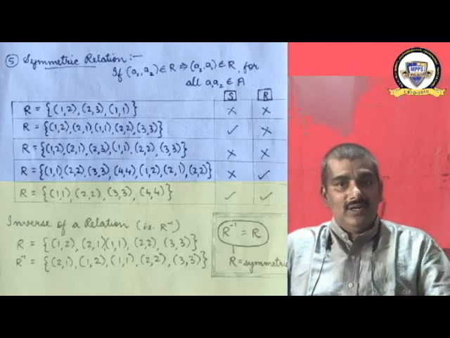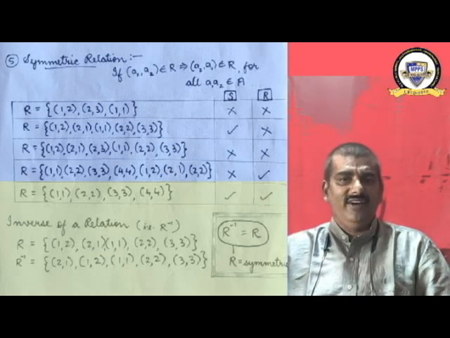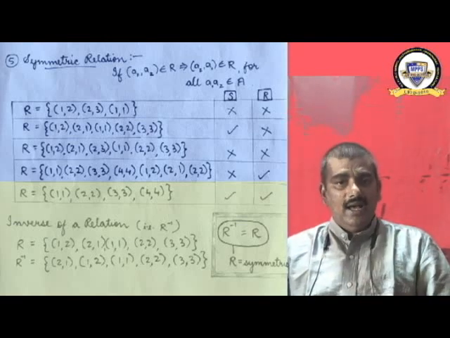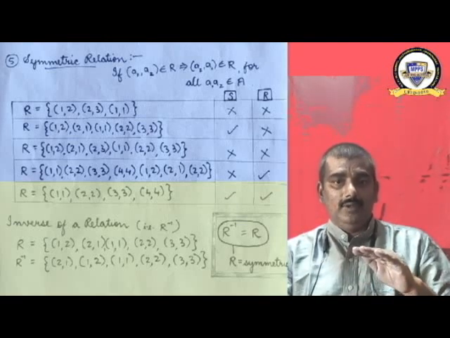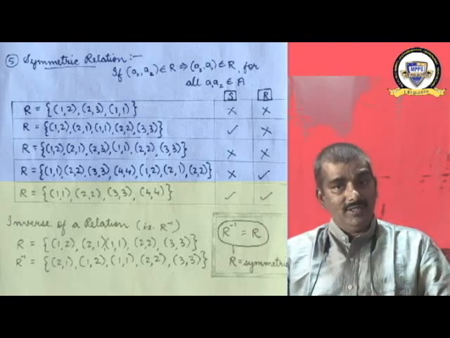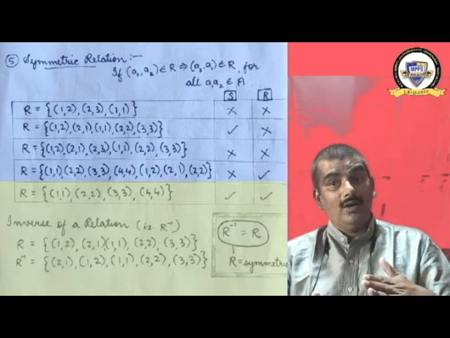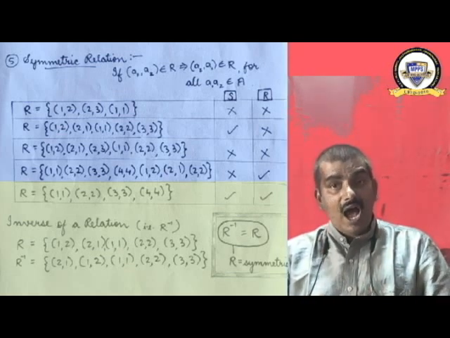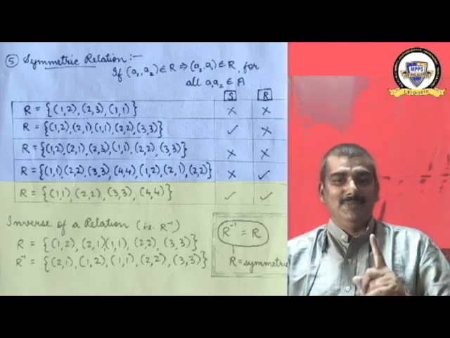Again, we are going to study one more topic over here, the inverse of a relation. Just see the whiteboard. There, relation R is equal to 1 2, 2 1, 1 1, 2 2, 3 3. If you change the order of the ordered pairs, what will be the result? 2 1, 1 2, then 1 1, 2 2, 3 3. Both R and R inverse are equal. So what we can say, if R and R inverse are equal, then it is symmetric.